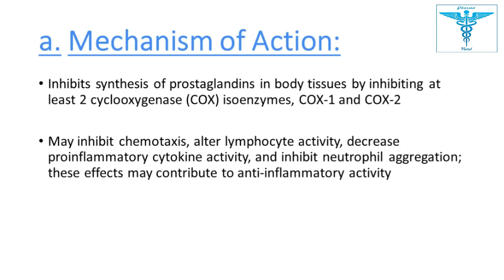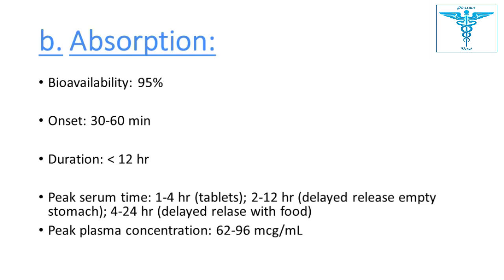Mechanism of action: inhibits the synthesis of prostaglandin in body tissue by inhibiting at least two cyclooxygenase isomers, COX-1 and COX-2. Also may inhibit chemotaxis, alter lymphocyte activity, decrease pro-inflammatory cytokine activity and inhibit neutrophil aggregation. These effects may contribute to anti-inflammatory activity. So this is the mechanism of action.